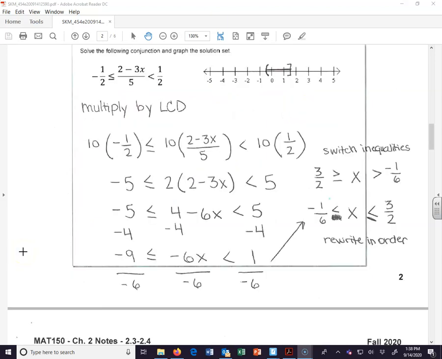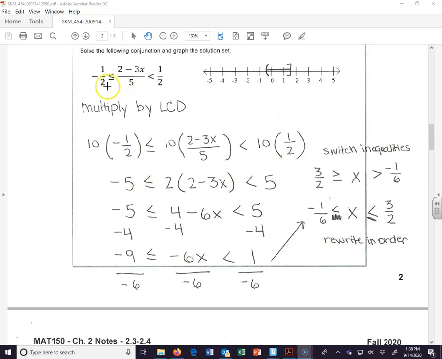This example is another conjunction that we're going to work on, but depending on how it's set up, it could be a little more difficult and take more steps, and this is one of those situations where it takes a few more steps than the last one. But with all of these, we're always trying to get x by itself in the middle. So we just have to do whatever's necessary to get to that point.